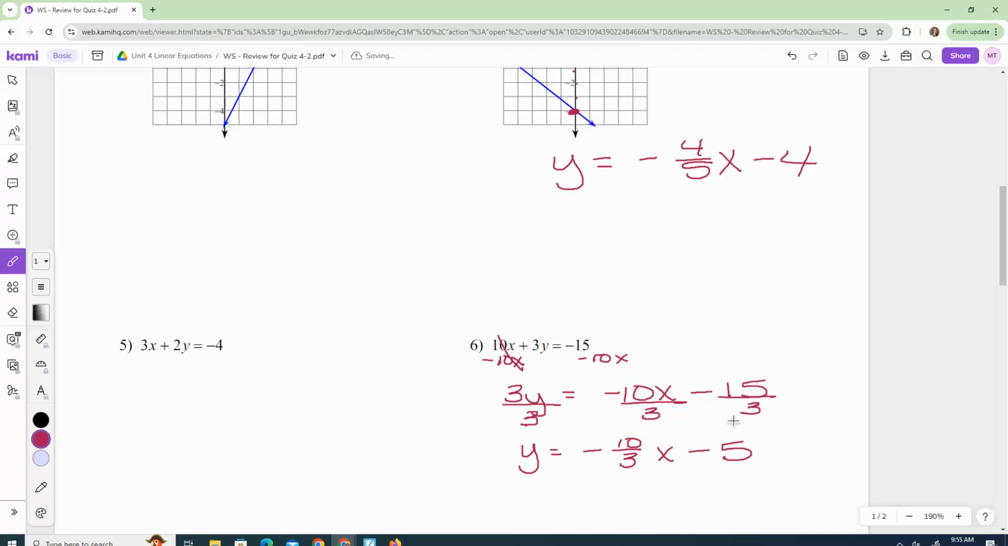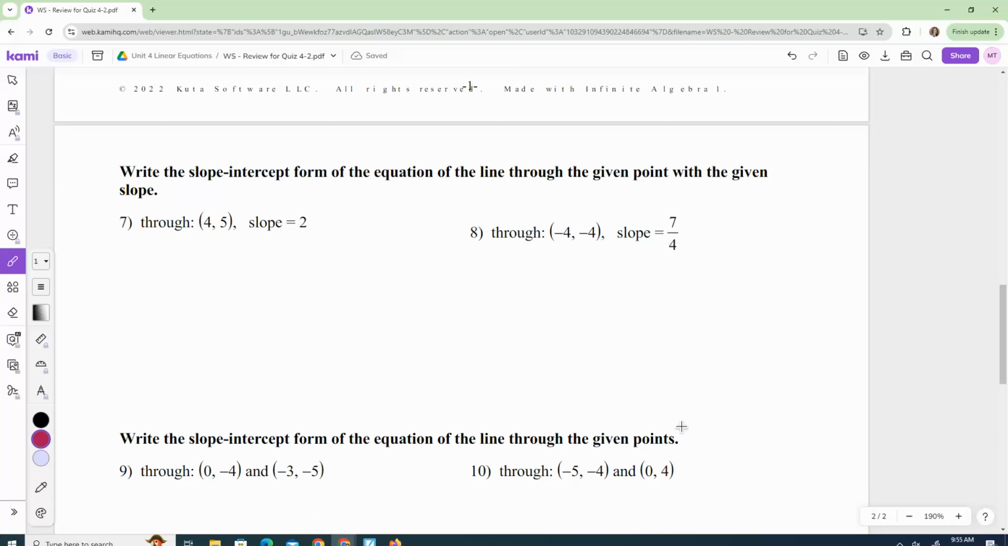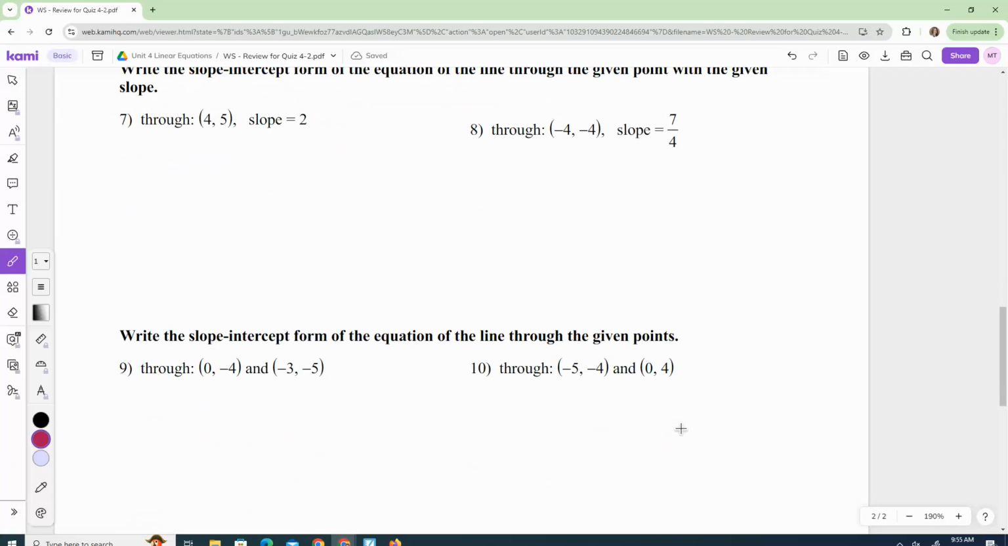Now let's get into some of the newer stuff. I have given you the point and the slope and asked you to write our equation. That's when we use our point slope formula, which you have to know. I'm not giving it to you, it's a question on your quiz. y minus y1 equals m times x minus x1. So we're paired: this is my x1, y1, and we know slope is m.